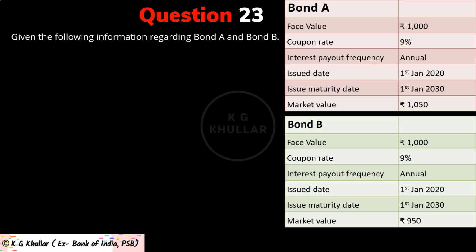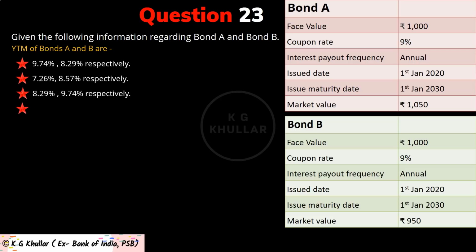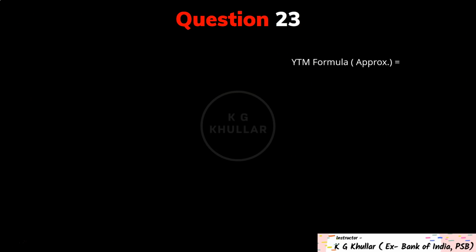Friends, finally we have reached the last question of our case study as well as this lecture, and the question goes like this. Yield to maturity of bonds A and B are, and these options are given to you. Friends, this is a very important question. IBF usually asks yield to maturity calculations in examination. Now the easiest way to calculate yield to maturity is using this relation. So please note down this relation as well as remember this.